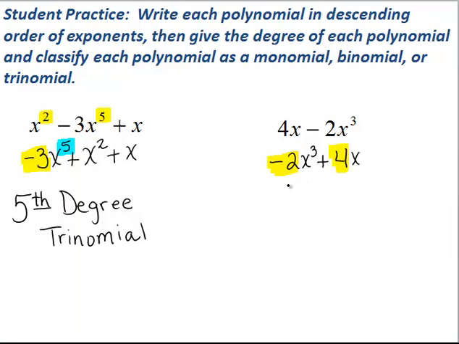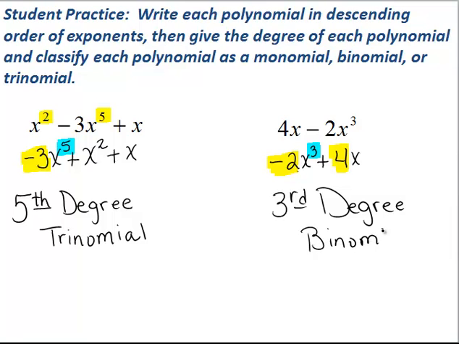So we know that the biggest power here is the 3rd power. So we have a 3rd degree. And how many terms do we have here? We have 1, 2. So it is a 3rd degree binomial, since there are 2 terms.